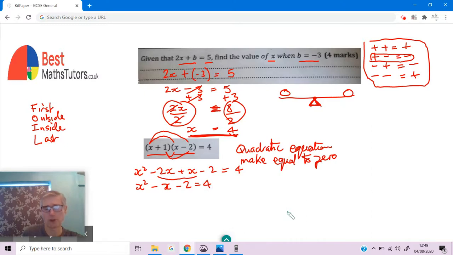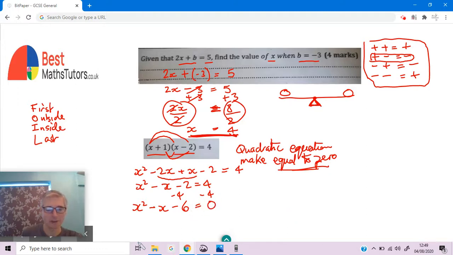Now, I said before, we need to make it equal to 0. So what we're going to do, I'm going to take away 4 from both sides. So minus 4 off both sides. And then we're going to get x squared minus x. And I can only take away things that are like each other. So I can't really take away the 4 from the x or the x squared. I can only take it away from the actual number. So minus 2 minus 4 takes us to minus 6, and that equals 0.